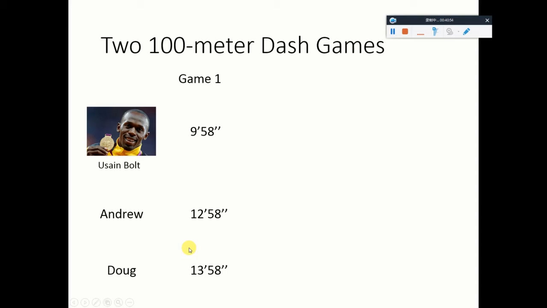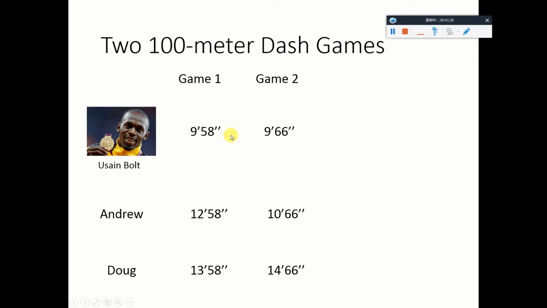So Andrew said, "Well, okay, let's do it one more time and see if I can get any faster." So they have a second game. This time, Mr. Bolt was a little slower than his first performance, and Andrew indeed got faster. At the same time, Doug got slower.